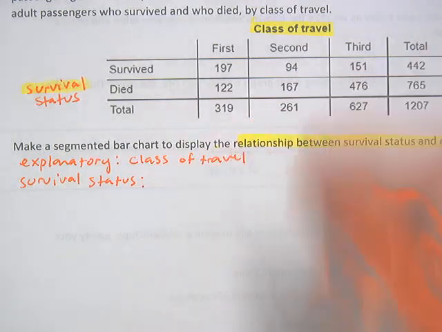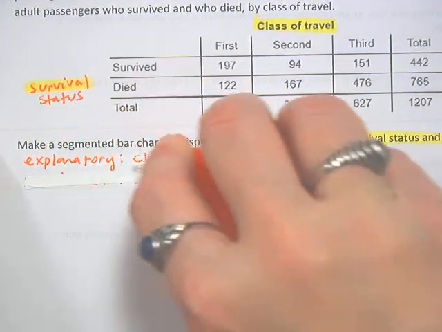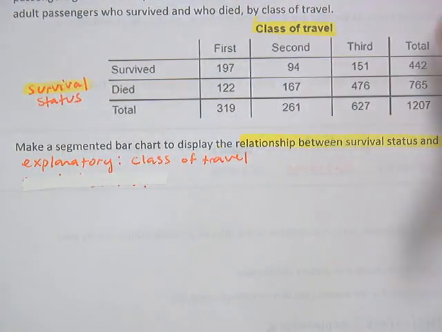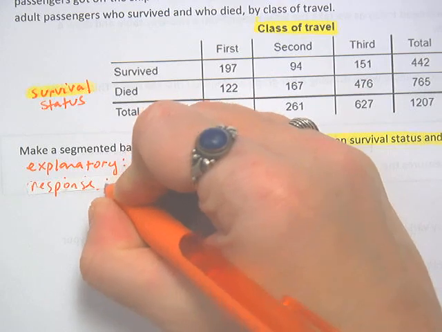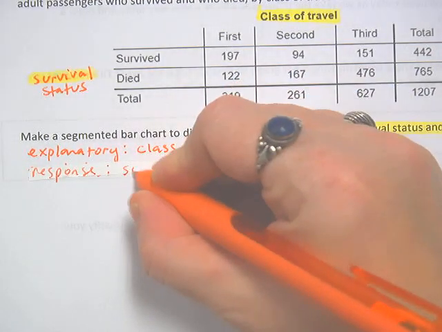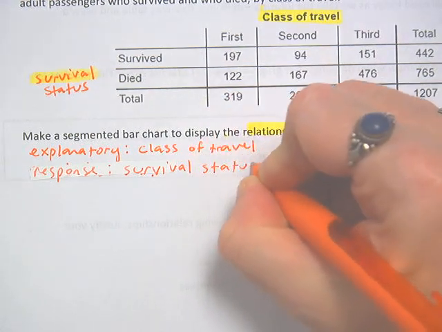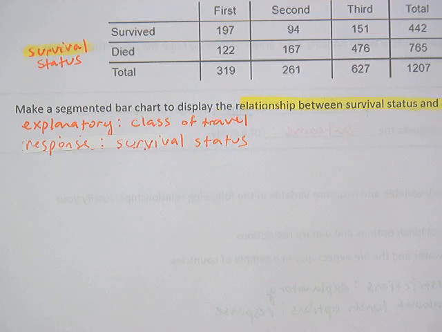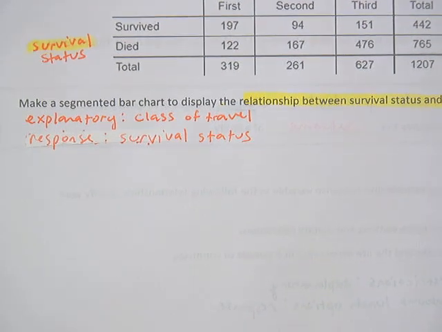Survival status is going to... Oh, I don't know why I wrote that, you guys. My brain, I think I'm already on the road. This is response, and that's going to be survival status. Maybe some of you were completely confused because of what I had written up there. Sorry about that. Explanatory, class of travel, and response is survival status.